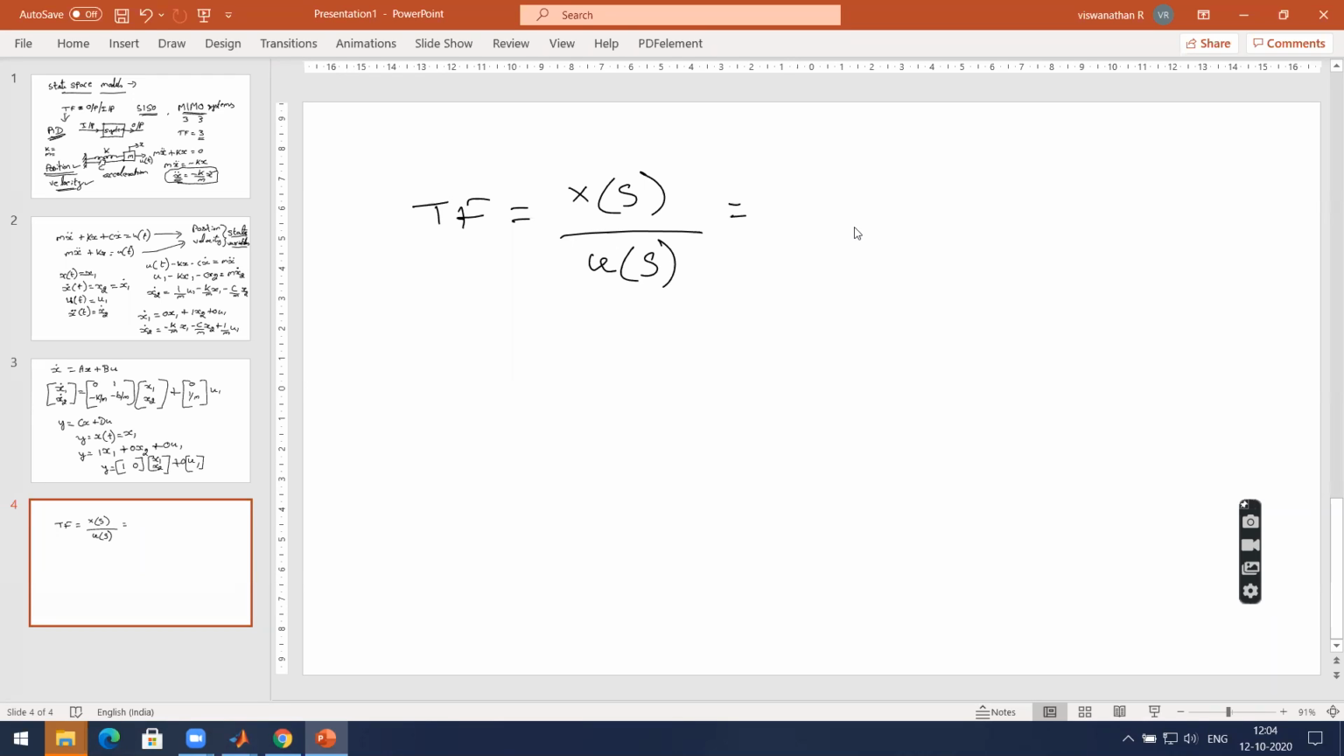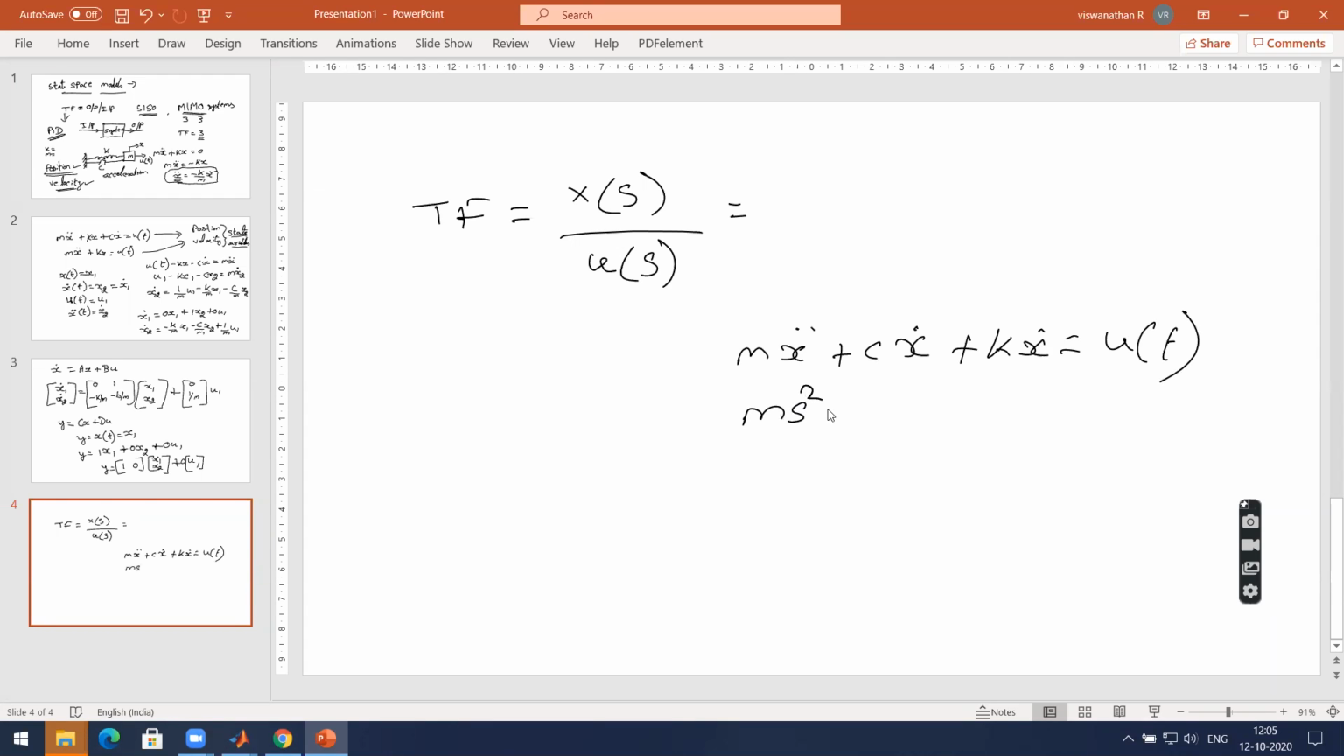What is the equation? Mx double dot plus Cx dot plus Kx is equal to U of t. This is what we wrote. Take the Laplace transform of this.